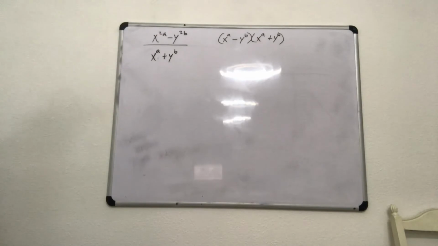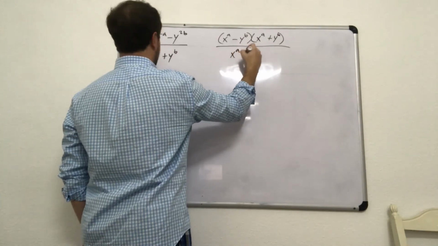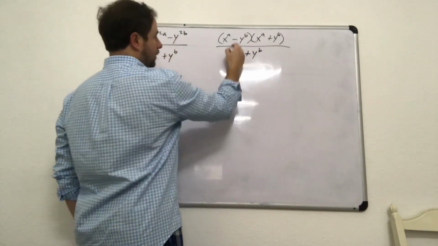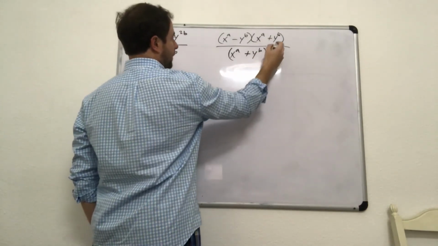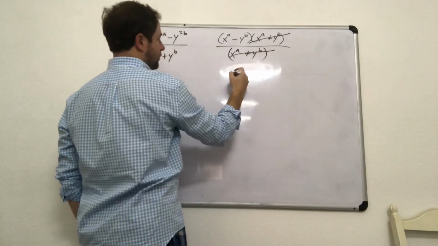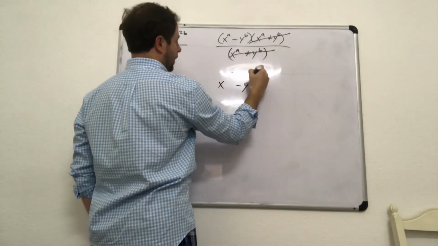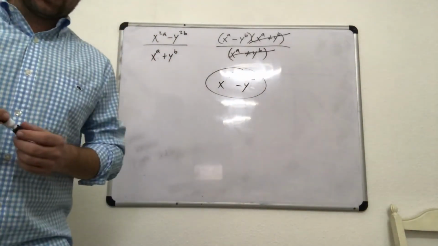And that's what a difference of 2 squares factored out, and then you have it over x to the a plus y to the b. And what's going to happen here is x to the a plus y to the b is going to cancel, and you're left with x to the a minus y to the b, and that actually is your answer. Just a little factoring.